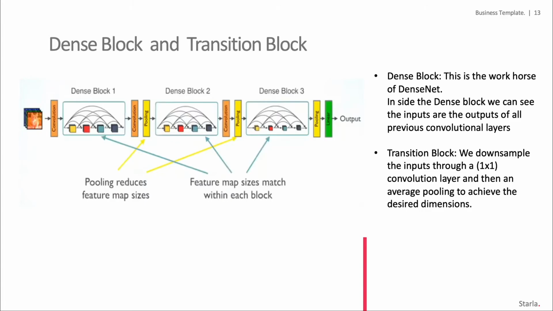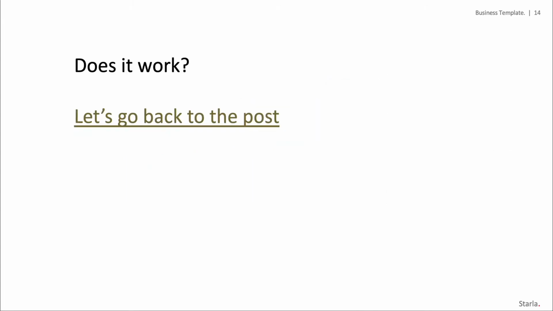And then they have the outputs fed into the transition block, where it does the downsampling through a one by one convolution layer and then an average pooling to achieve the desired dimensions. So this is our basic architecture, but does it really work? Let's go back to the post.